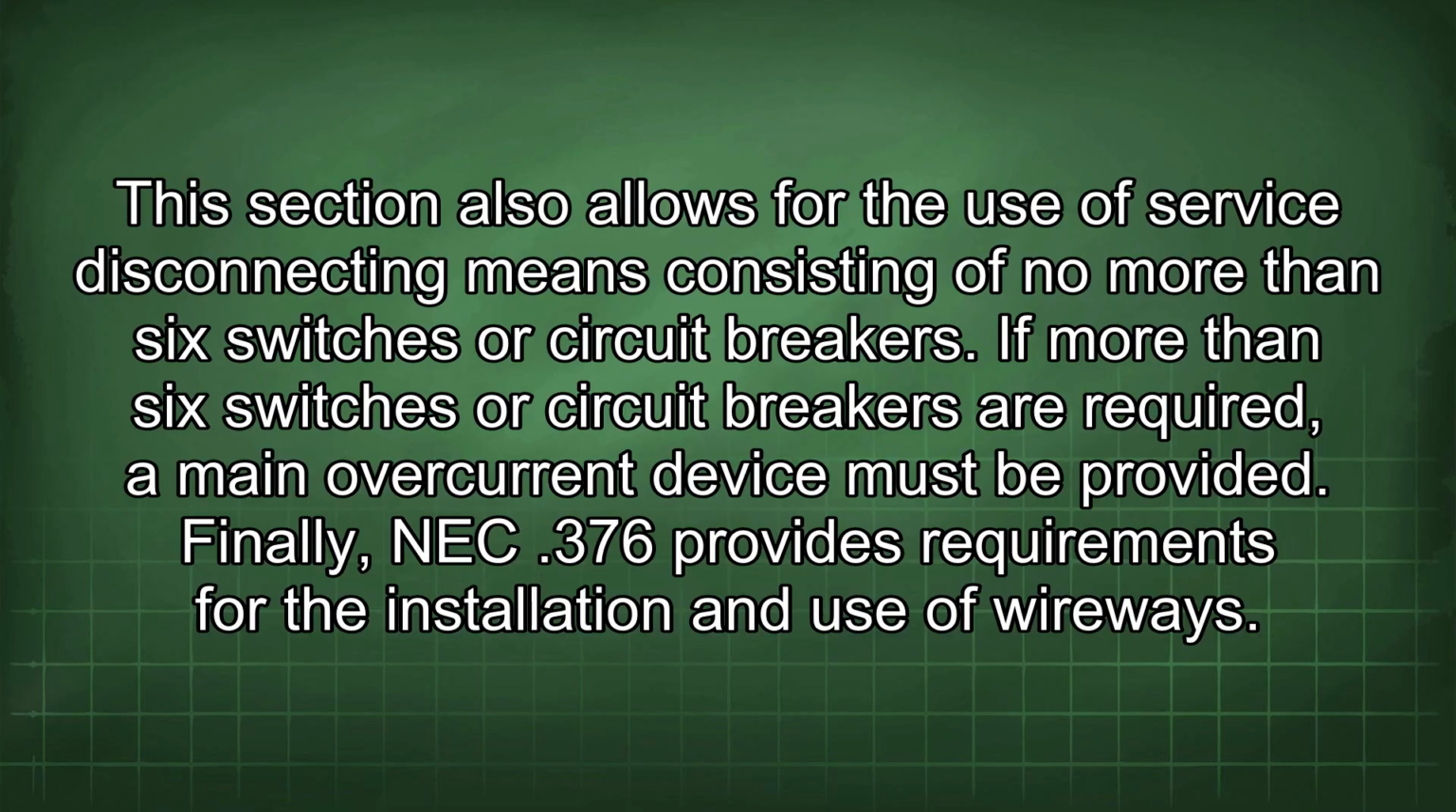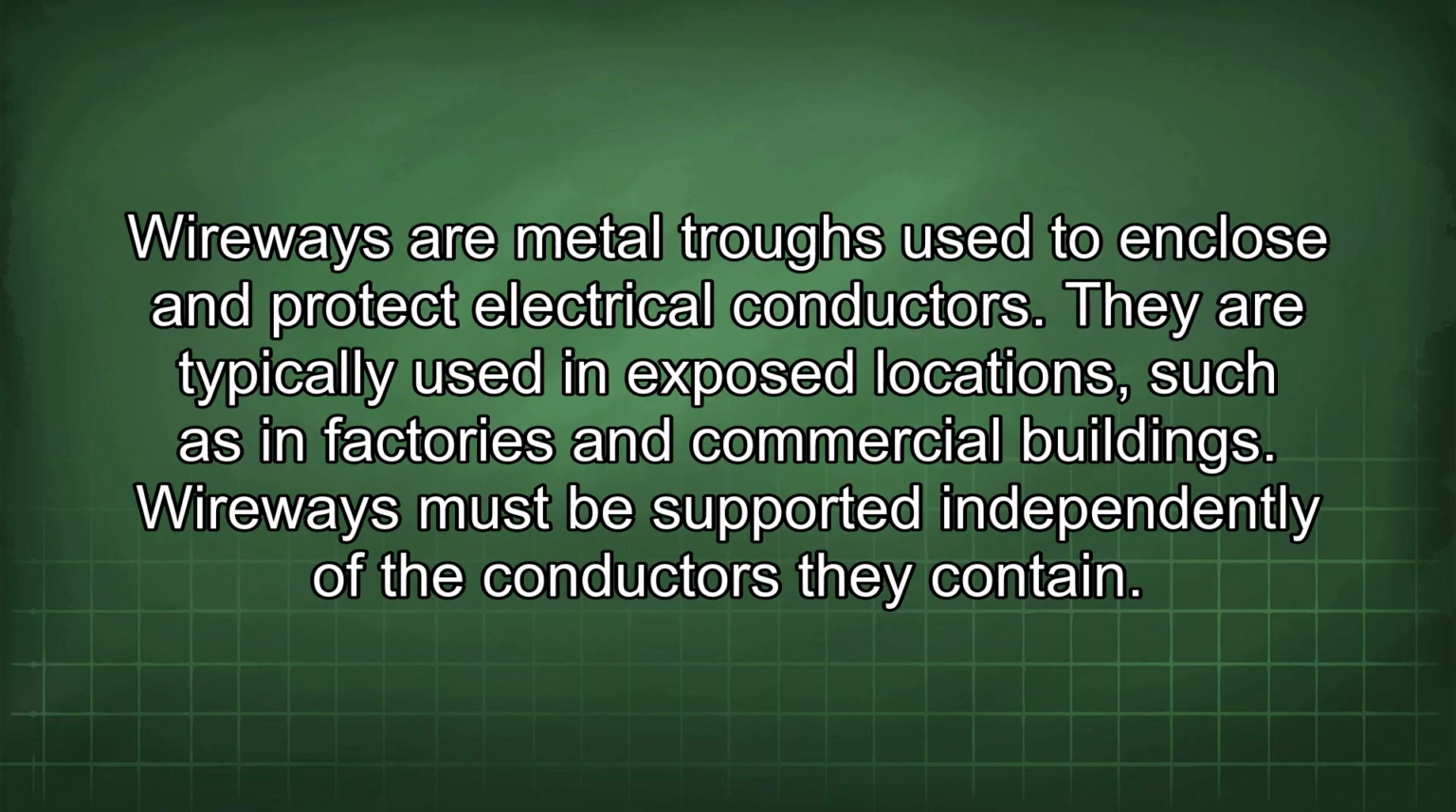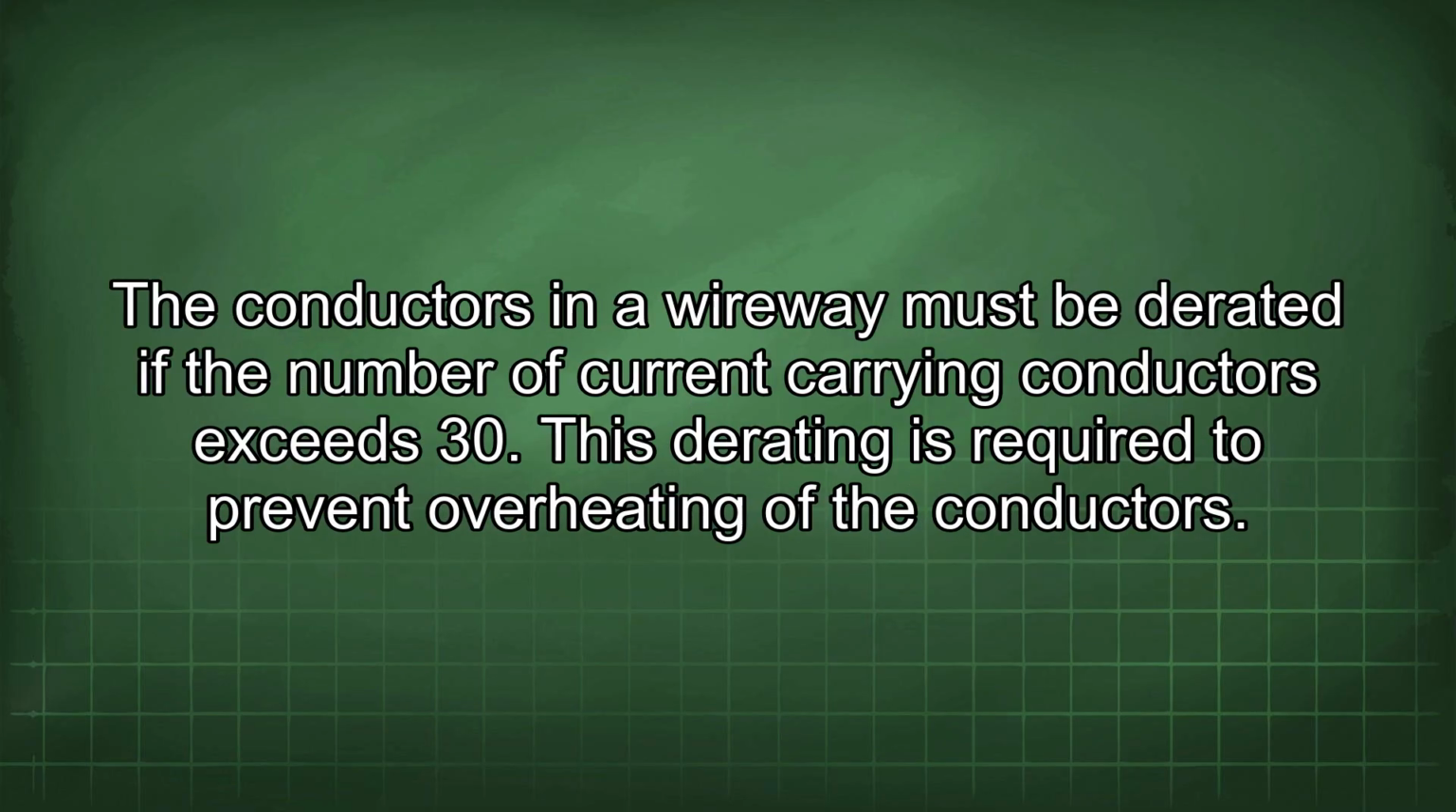Finally, NEC 376 provides requirements for the installation and use of wireways. Wireways are metal troughs used to enclose and protect electrical conductors. They are typically used in exposed locations, such as in factories and commercial buildings. Wireways must be supported independently of the conductors they contain. The conductors in a wireway must be derated if the number of current-carrying conductors exceeds 30. This derating is required to prevent overheating of the conductors.